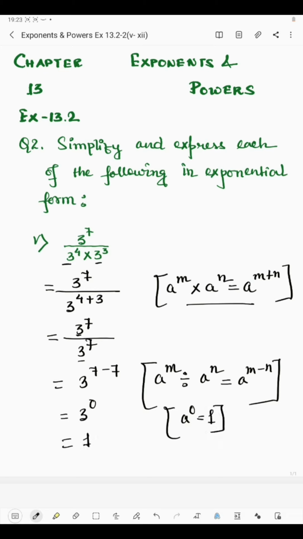Since the question is simplify and express each of the following in exponential form, here we have got the exponential form. So you can go up to this point, or else you just write the value of this, which is 1. Okay. So coming to the next part.